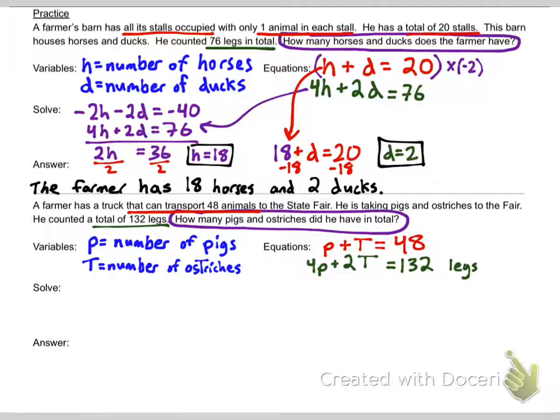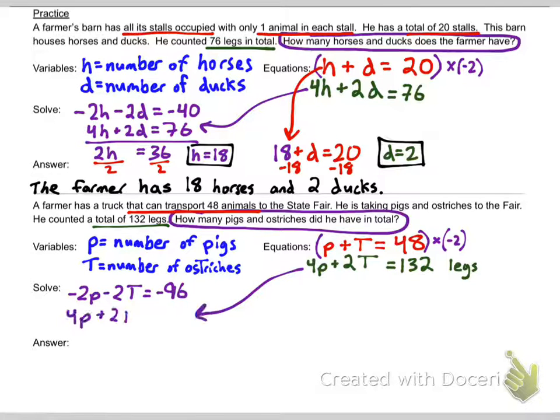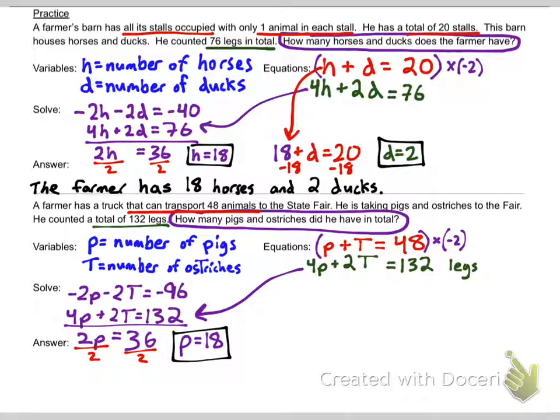Let's solve it using elimination again. Multiply the top by -2. You get -2p minus 2t equals -96. Rewrite the bottom equation. Let's add them together. The t's get eliminated. 2p equals 36. And p equals 18 again. Hey, that's funny. Same number as before, but this time it's pigs. But don't be fooled because we don't have the same number of ostriches as we had ducks.